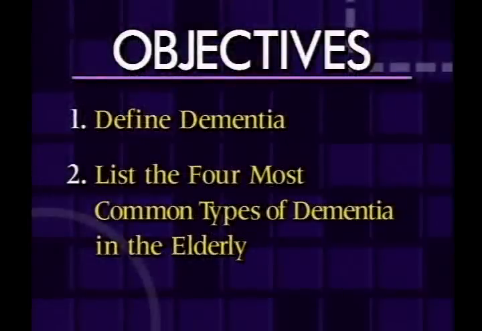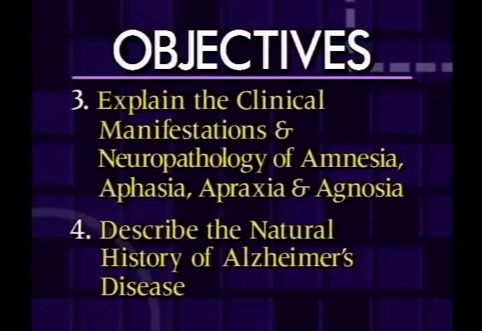The objectives of this talk include, number one, to define dementia. Number two, to list the four most common types of dementia in the elderly. Bearing in mind the fact that there are many different types of dementia, you need to know the most common ones. Number three, explain the clinical manifestations and neuropathology of amnesia, aphasia, apraxia, and agnosia, the four most common clinical manifestations of dementia. And finally, we want you to describe the natural history of dementia and Alzheimer's disease. In other words, what happens to a patient over time who suffers from these disorders.